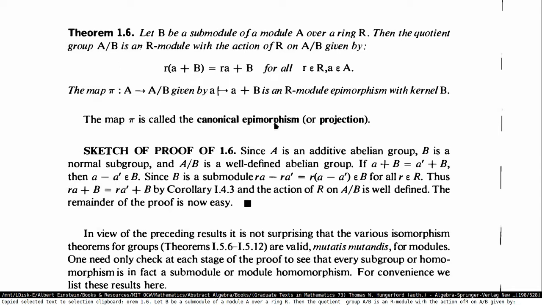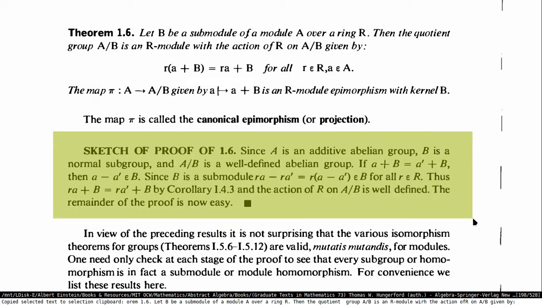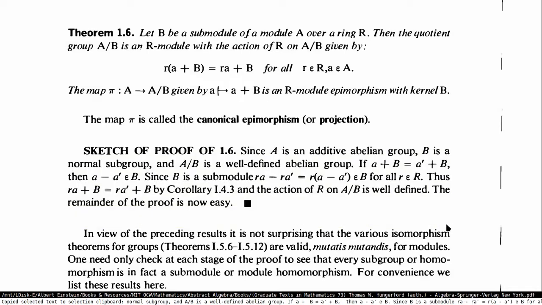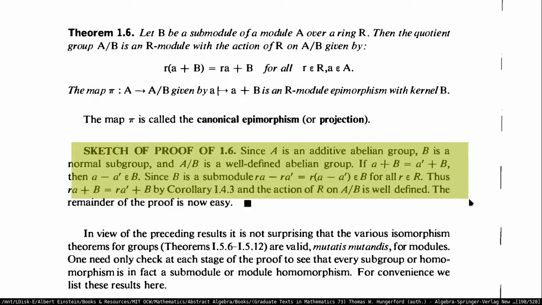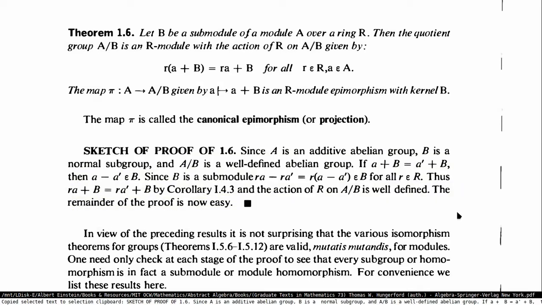The proof, he provides a sketch of the proof. I don't know how easily we're going to get used to this, but JP, do you have a way? The way I go through proofs is I try to do it myself and then look at how he does it. But here, the sketch of proof essentially gives you the first few steps and then says that you do it. How do you think we should tackle this?